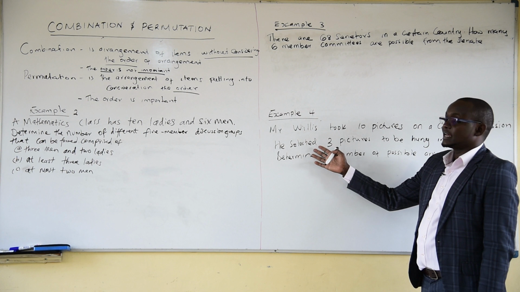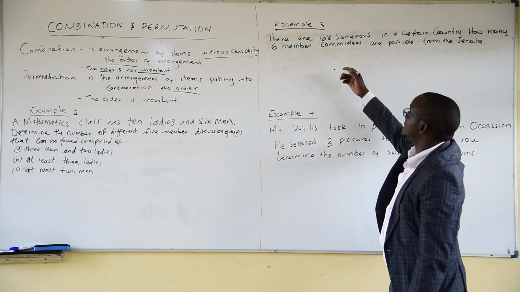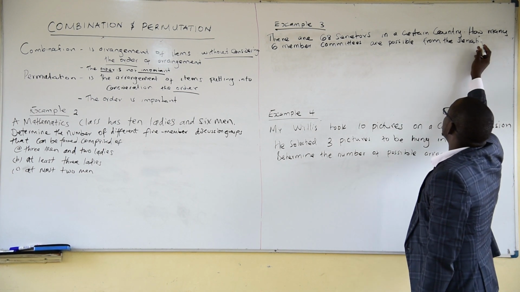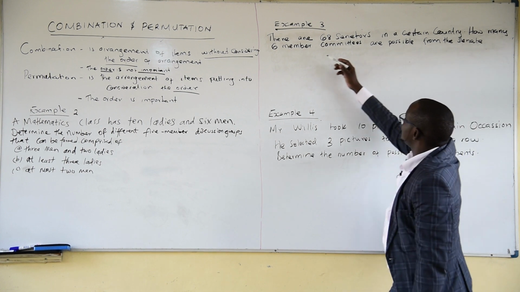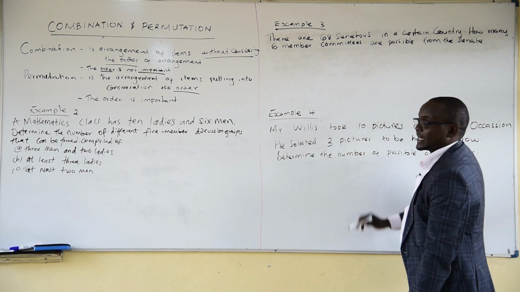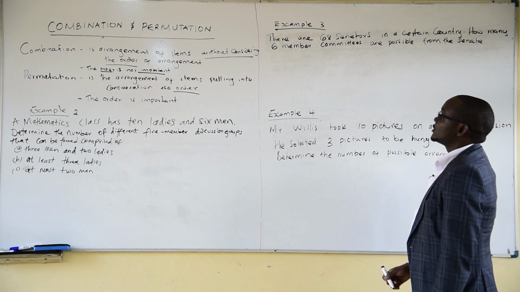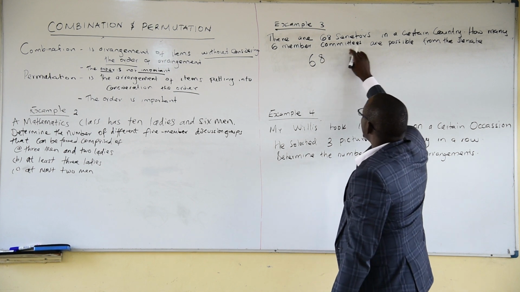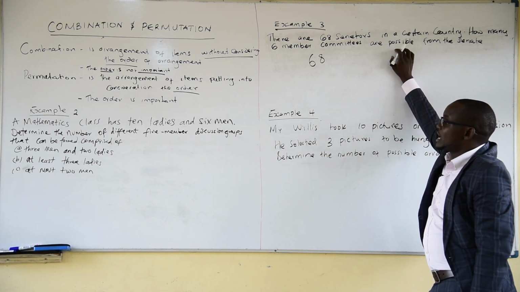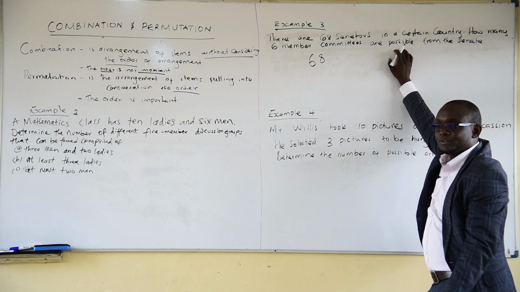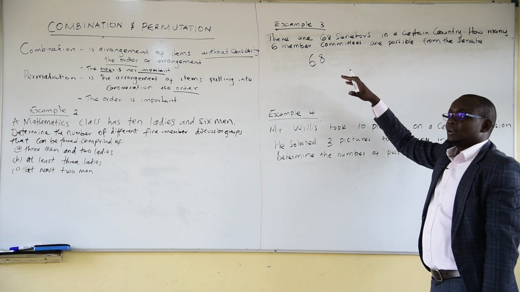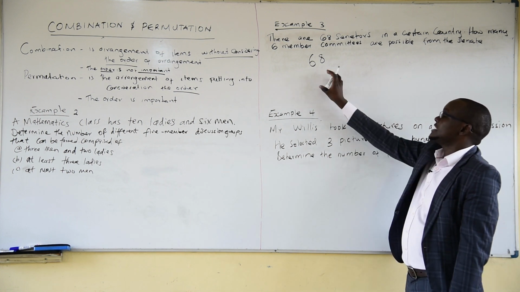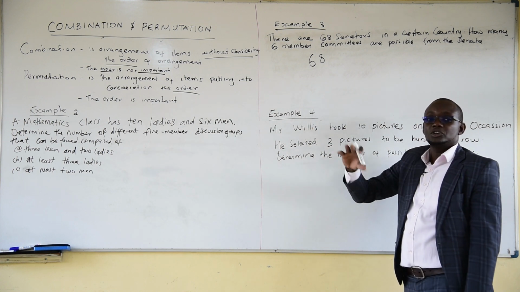I want us to do these 3 examples. So first, let me start with this one, then we can move to the other one. We are told that there are 68 senators in a certain country. How many 6-member committees are possible from the Senate? So this simply means it is 68. Here, we are not interested in their order in which the committees are formed. That means we are not interested with who starts in the committee. What we are only interested in is the membership, the certain members.